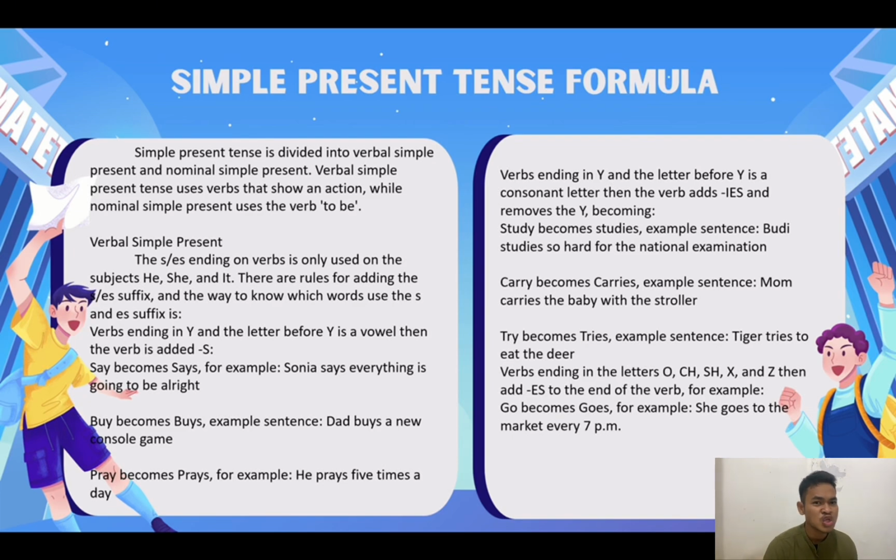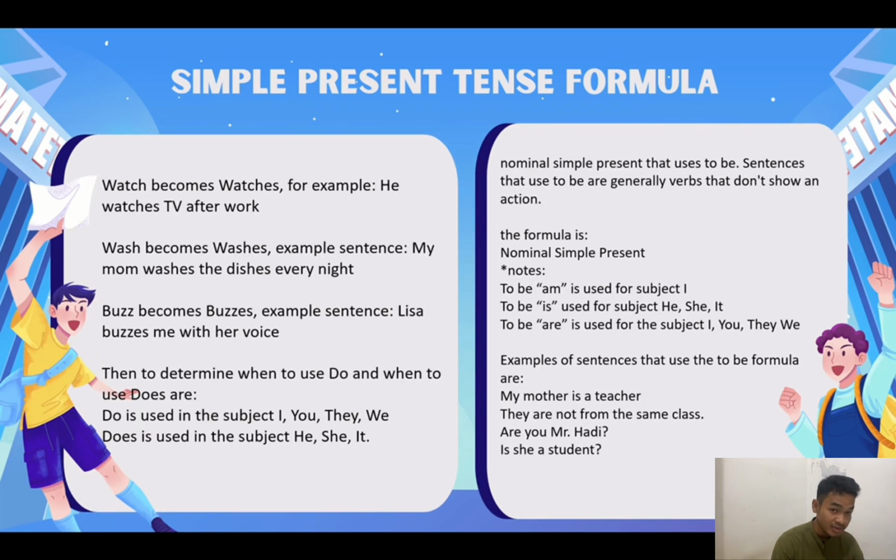For verbs ending in the letters O, CH, SH, X, and Z, add ES to the end of the verb. For example, go becomes goes. She goes to the market every 7 p.m. And next, watch becomes watches. He watches TV after work. Wash becomes washes. My mom washes the dishes every night. Bash becomes bashes. Leah bashes me with her voice.